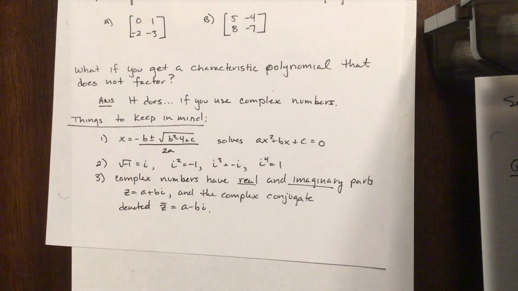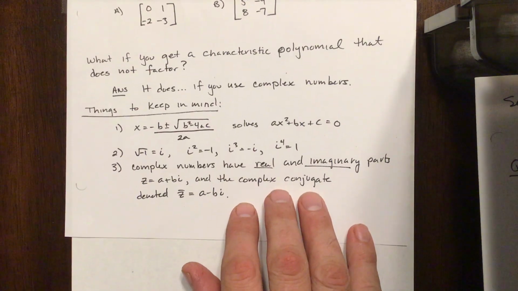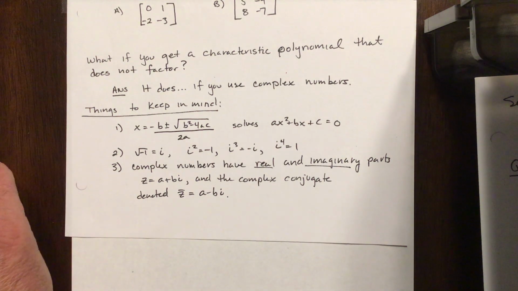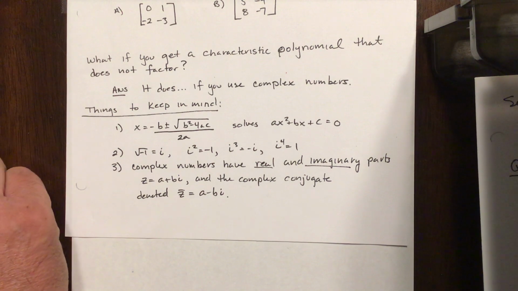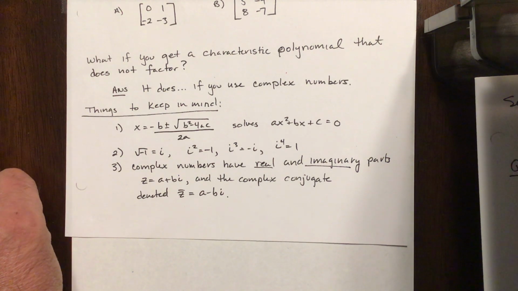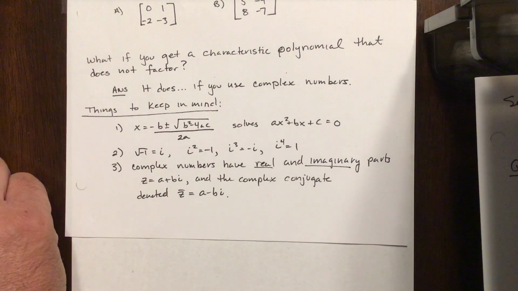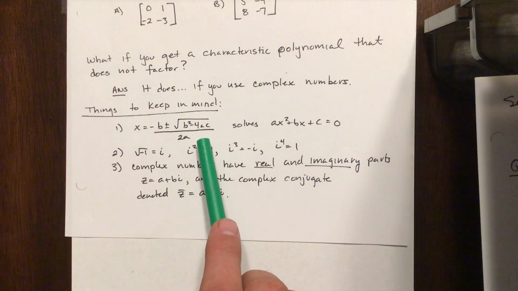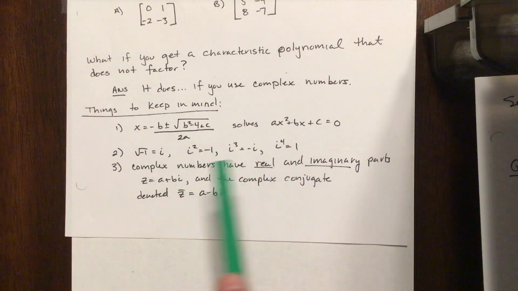It's just more work. Now, a couple things to keep in mind. First question is, what happens if your characteristic polynomial doesn't factor? And the answer is it does factor. You just may have to use complex numbers. So remember the quadratic formula, okay? Well, if what's underneath the radical is less than 0, then you need to use complex numbers.